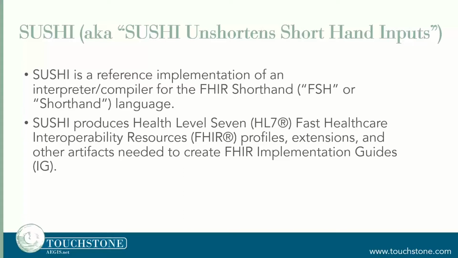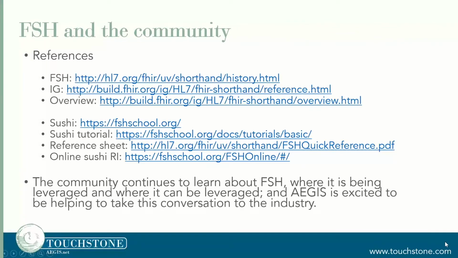And then just this is one of their bullet points that Sushi provides the HL7 Fast Healthcare Interoperability Resources profiles, extensions, and other artifacts needed to create FHIR implementation guides. And then we have finally a couple extra pieces of useful information. So there is a link out to the FHIR IG for the shorthand definition. You can actually find that entire implementation guide and look it over.